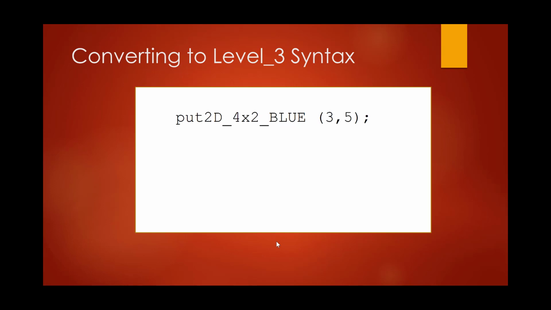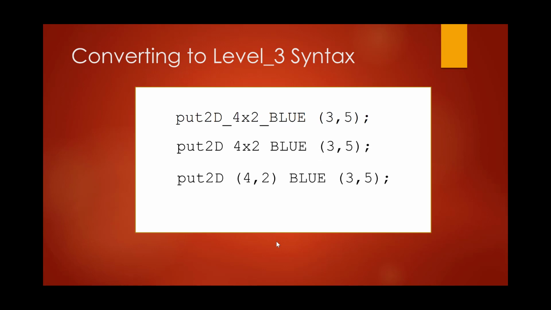So now let's just look at some conversions. So here's an example of a level 2 put function call. And the way you can convert this into a corresponding level 3 put function call is through a couple of steps. The first step is you remove the underscore symbol and you replace it with a blank. And then the next step, you take the dimensions, this 4x2, and you replace that by a tuple, which is a mathematical object. So parentheses 4, comma 2, close parentheses.